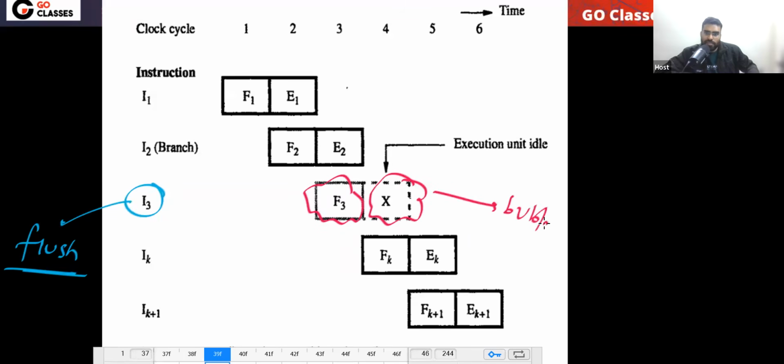The bubble will be created. In the pipeline, this bubble will be created. Finally, you will fetch IK. This is the point. Okay, you tell me.